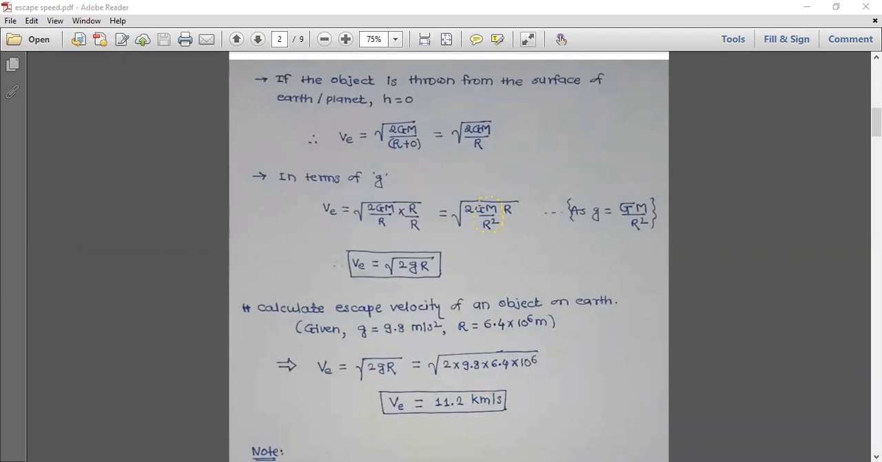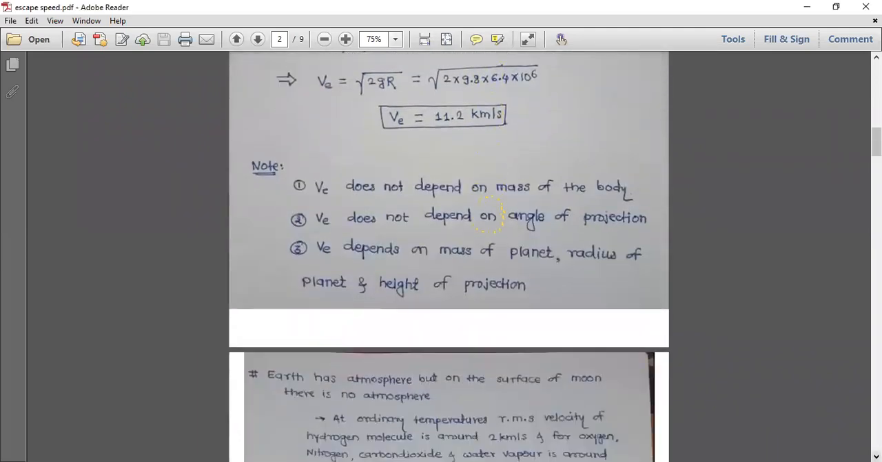Next one, note point about this escape speed. So this escape velocity does not depend on the mass of the body.